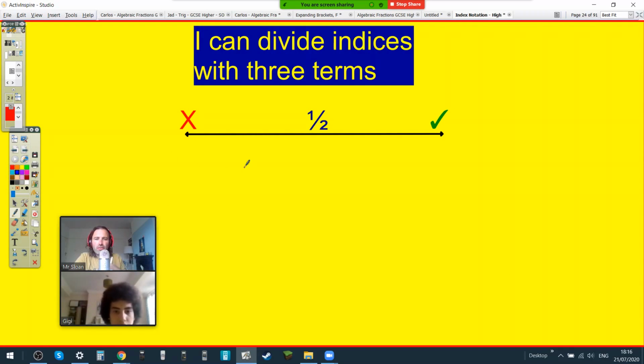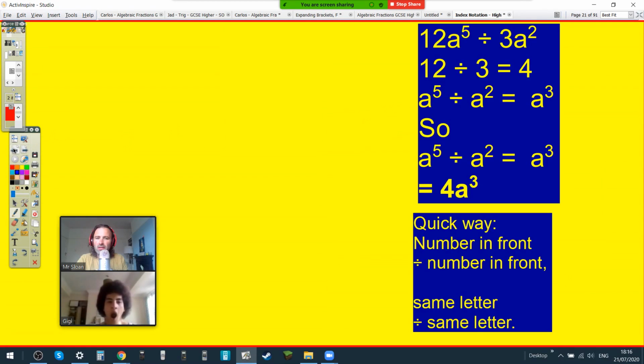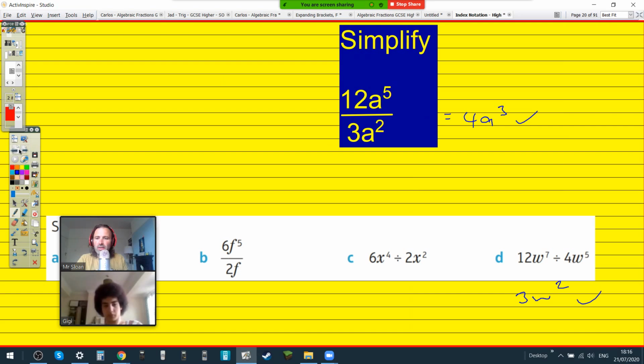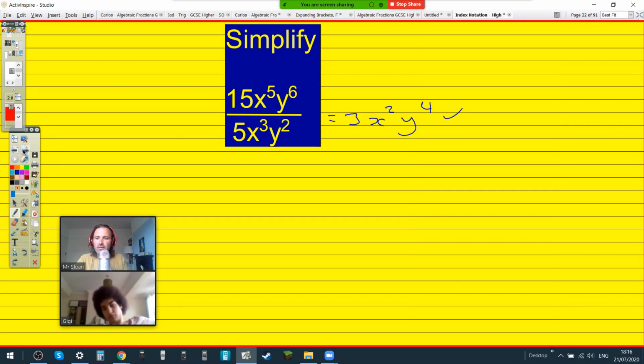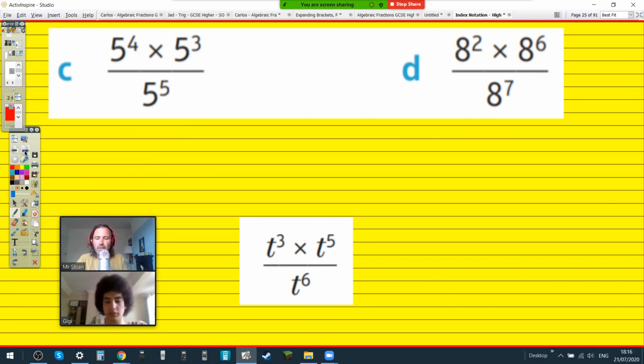Okay, dividing 3 terms. Tick. So that's multiplying 3 terms, dividing 3 terms. And so what you'll notice is I did 1, 2 terms, and the exam questions have 3 terms, and so that's what you have to work towards. Okay, a mixture of multiplying and dividing. Right. Let's start with the bottom one.